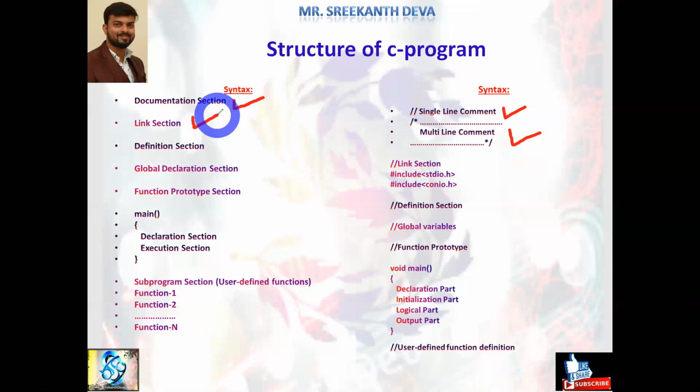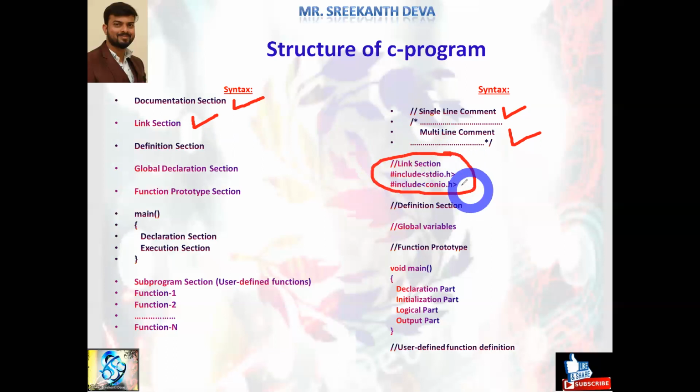The link section lists files to be included and pre-processed before compiling the program. These include files providing instructions to the compiler to link functions from the system libraries. So the link section generally consists of the standard libraries of C.